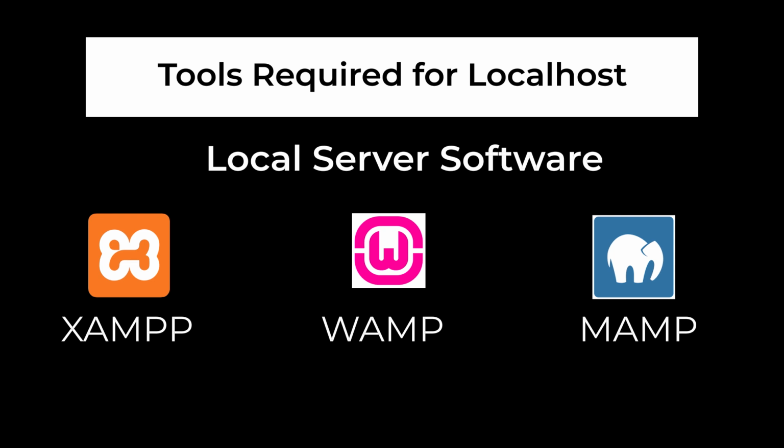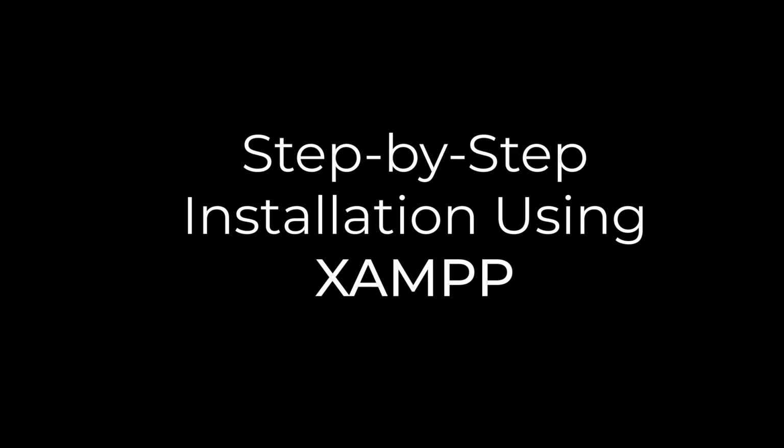To run WordPress on your local machine, you will need two things: local server software and WordPress files. First, let's talk about local software. Options like XAMPP, WAMP, or MAMP. But in this case, you are going to be using XAMPP.